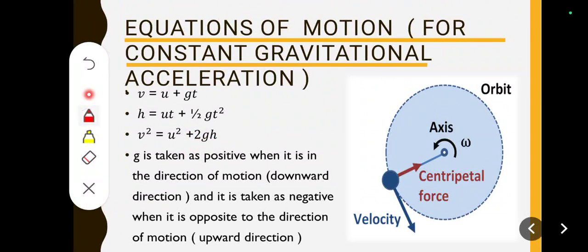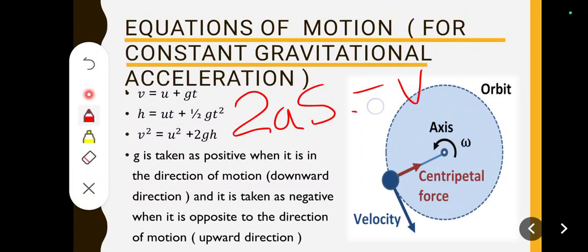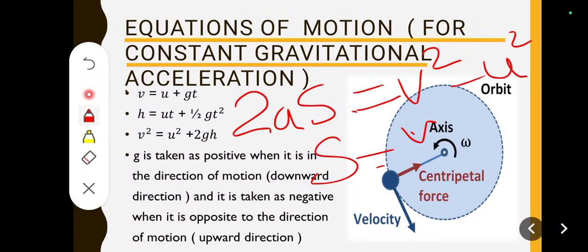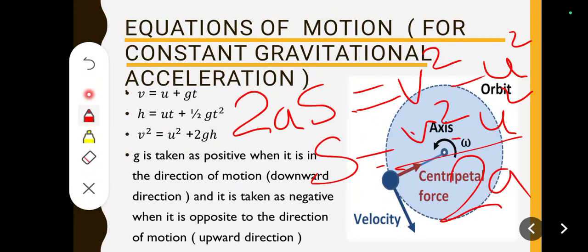This equation we have written in that format, like 2as equals v square minus u square. So here are some changes, like s equals v square minus u square divided by 2a. Again a will be converted into g, s will be converted into h.